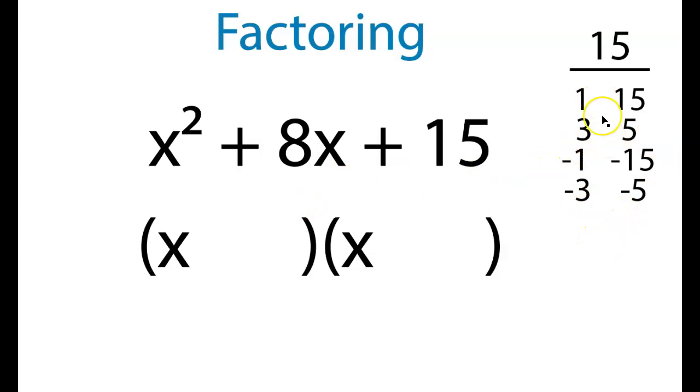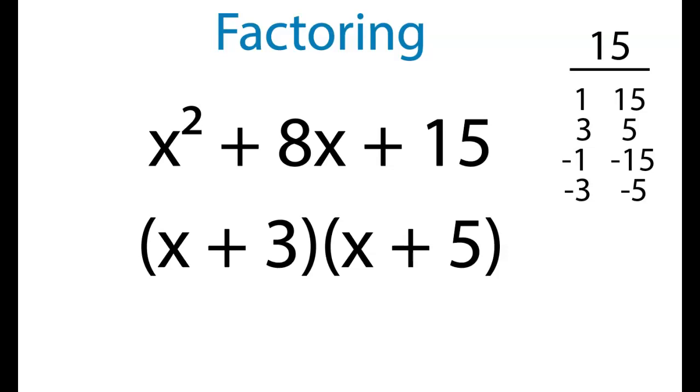Now, over here, we're going to want to look for the one that will add up to this middle term. So we want to get +8 in the middle. Which one of these is going to get us +8? Well, that +3, +5, right? 3 + 5 is 8. So what are we going to do next? We're going to put +3 and +5 over here.